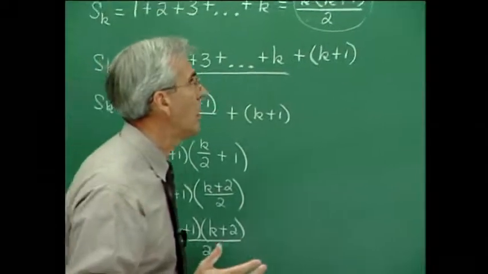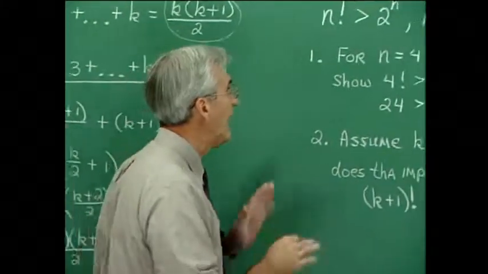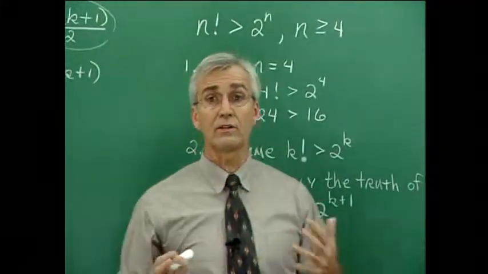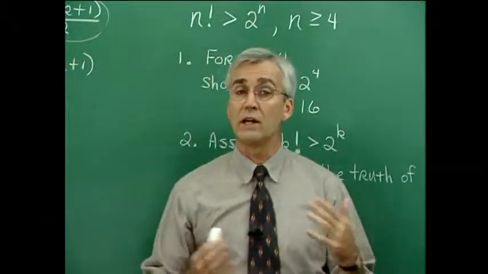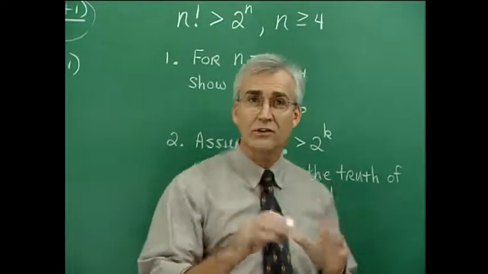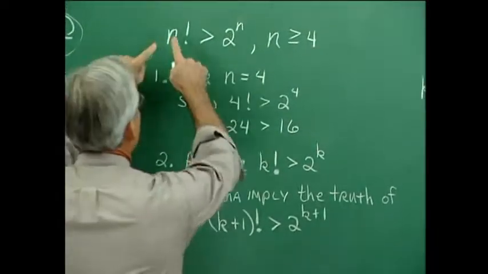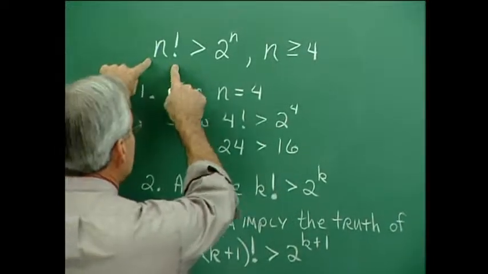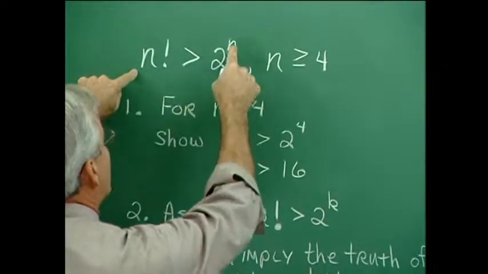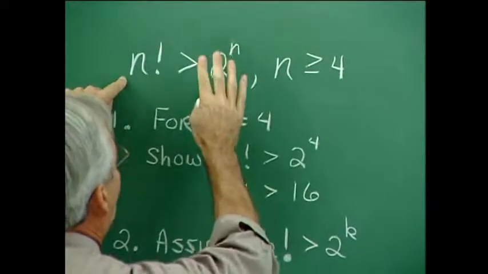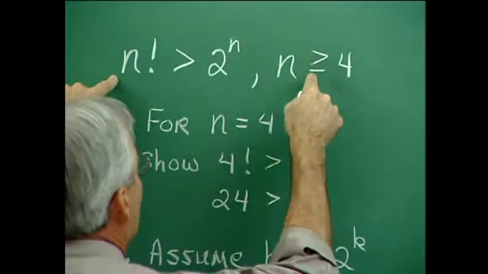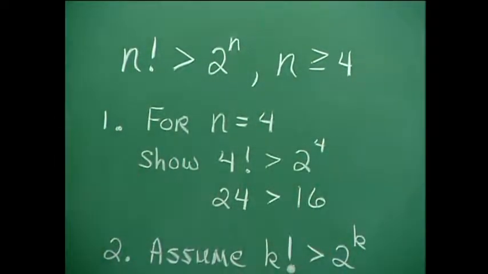Here's one that involves an inequality, and the strategy for inequalities is a little different. This is one of the nuances involved in using math induction. All right, here's the conjecture. It is this: that n factorial is greater than 2 to the n power for all values of n greater than or equal to 4.